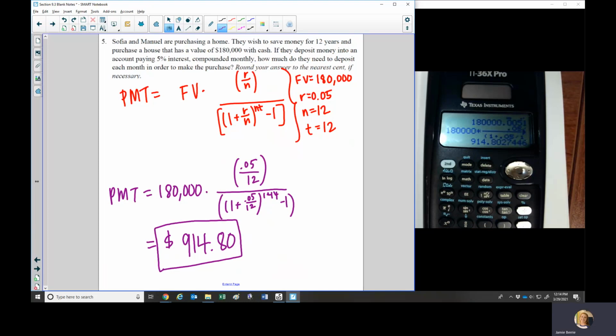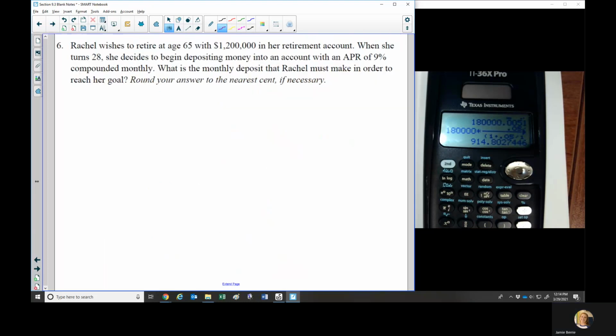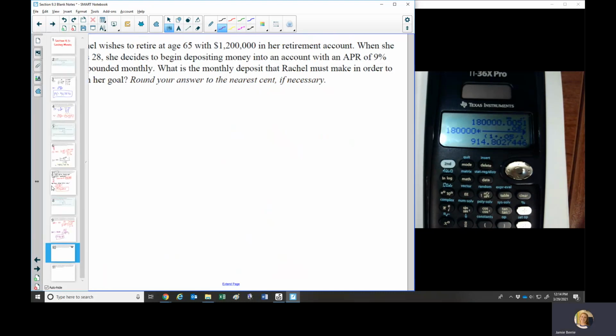So if you're wanting to pay cash for a house, you can do something like that. Save money for a certain number of years to get to your goal amount. All right, last one, I think. Maybe there's one more. Let's see. Yeah, we have two more.